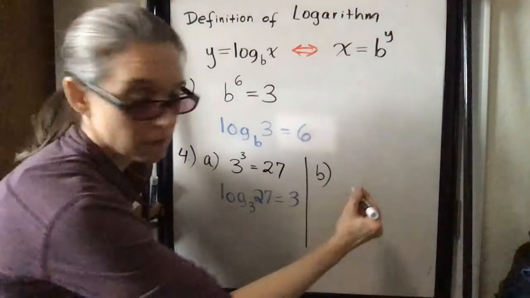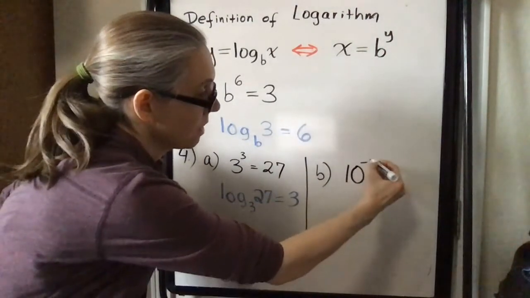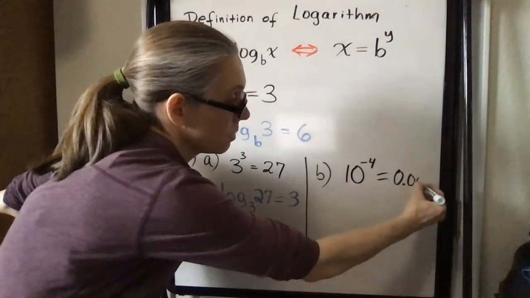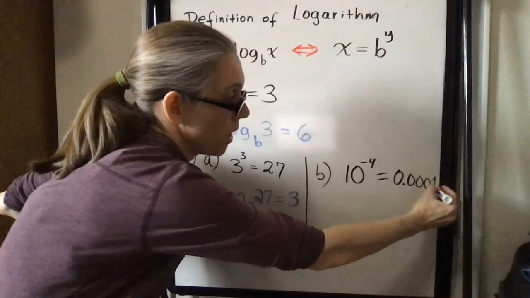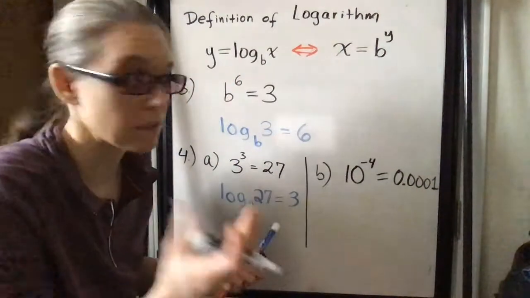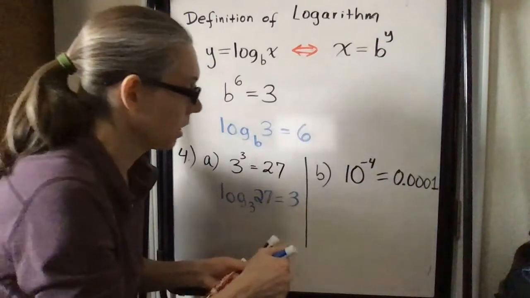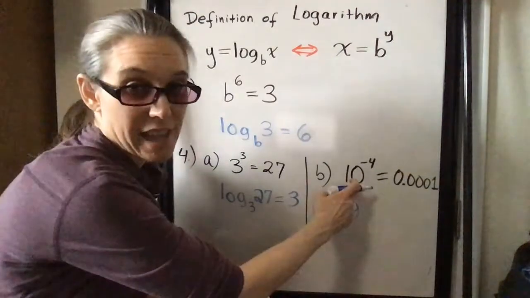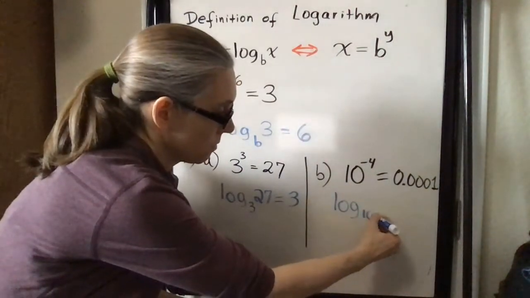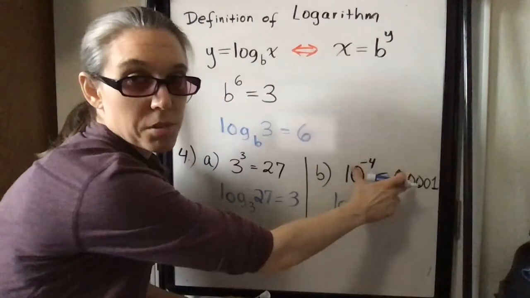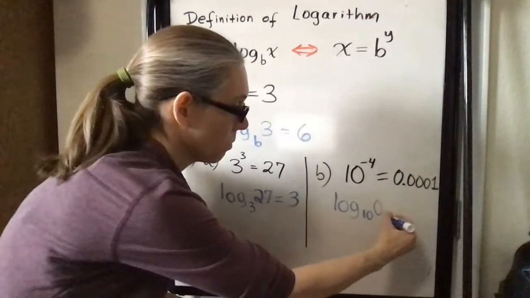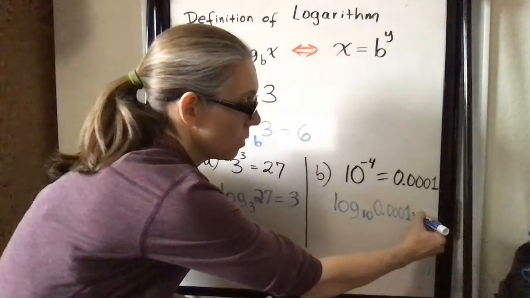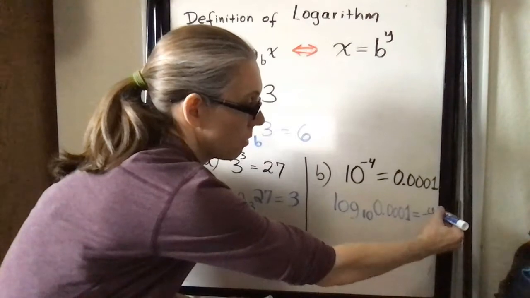And then for part B, we have the equation 10 to the negative 4th is equal to 0.0001, and we need to rewrite this in logarithmic form. So here we have a log with a base of 10. Switch the positions of these two numbers. Log base 10 of 0.0001 is equal to negative 4.